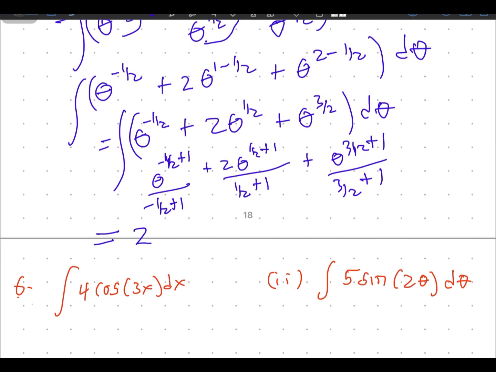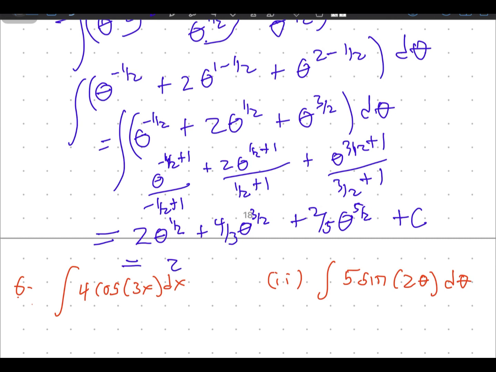be 2 theta to the 1 over 2 plus 4 over 3 theta to the 3 over 2 plus 2 over 5 theta to the 5 over 2, and then plus c.